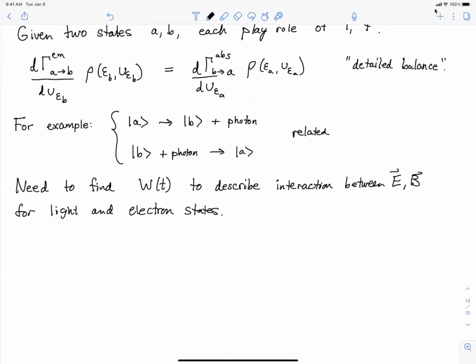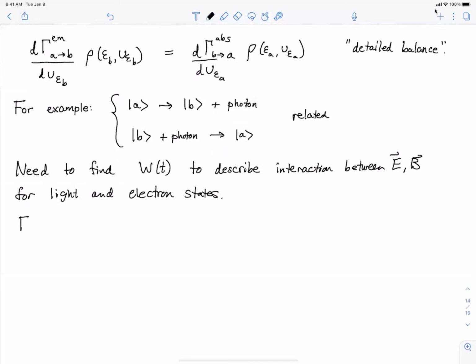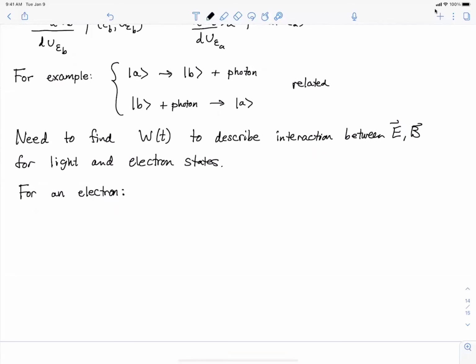Okay, so to do this, the first thing we have to do is figure out what the full Hamiltonian is for an electron in the presence of these fields. And for that, you can go back to what you learned, hopefully, in a classical mechanics course or an electromagnetism course. But if you didn't learn it or you don't remember it, let's review by writing it down.